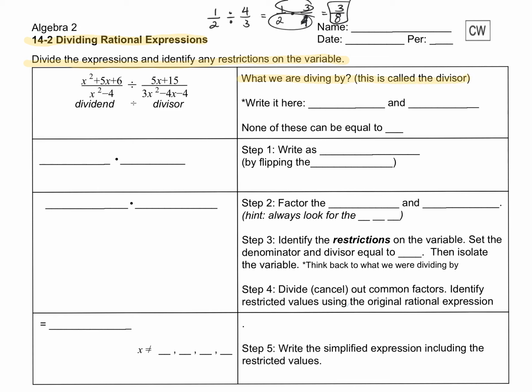So when I look at this and I read it to myself, I think x squared plus 5x plus 6 over x squared minus 4 divided by 5x plus 15 over 3x squared minus 4x minus 4. So what are we dividing by? First of all, I can see this is what I'm dividing by. This is the divisor. That's what we're dividing by. So let's write that down here.